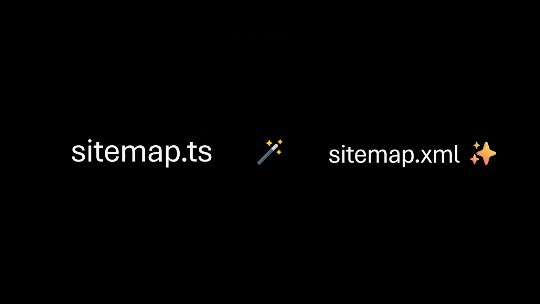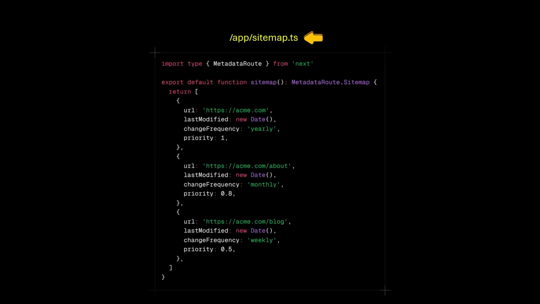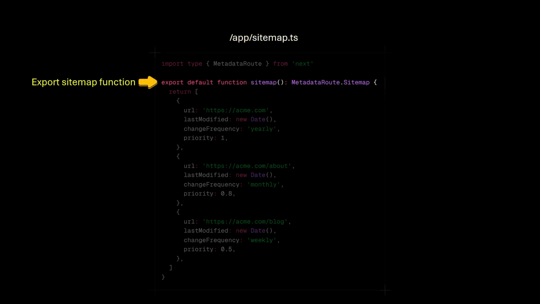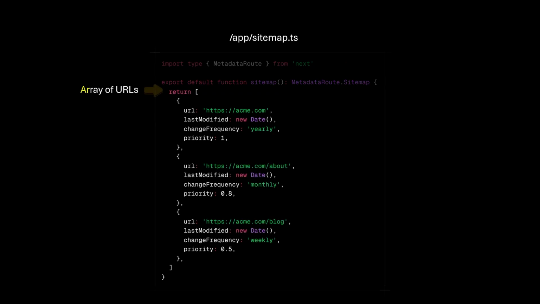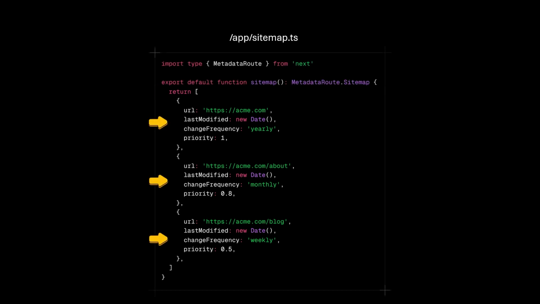Dynamic sitemaps. To create a dynamic sitemap, first you need to create a file inside your app folder named sitemap.ts. Then you need to export a sitemap function that will return your sitemap. Make sure to give it the return type MetadataRoute.Sitemap that comes from Next.js. The return value of your sitemap is simply an array of URLs. Here your sitemap is simple and consists only of the homepage, about page, and blog page.